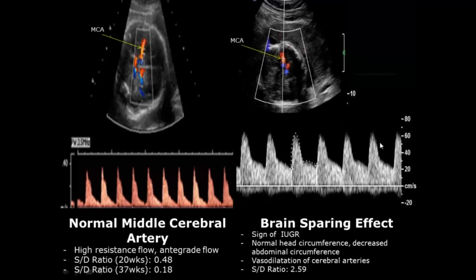The peak systolic velocity is high, it is more than 60, whereas in the normal case it is below 40 centimeters per second. And even the end diastolic velocity is high, it is more than 20 centimeters per second, whereas over here it is very low, it is below 10 centimeters per second approximately. And the S/D ratio is also high, it is 2.59.